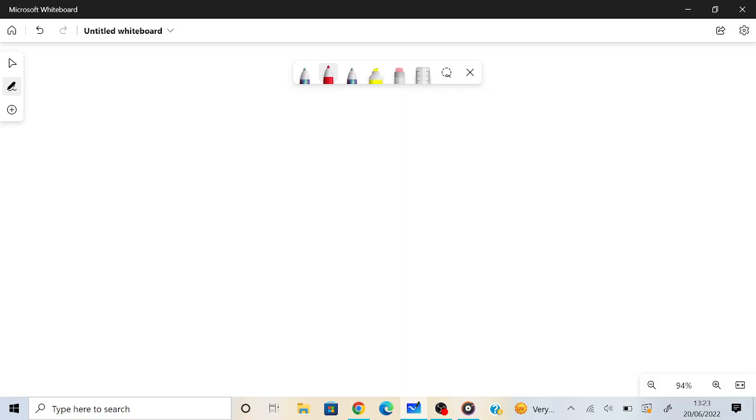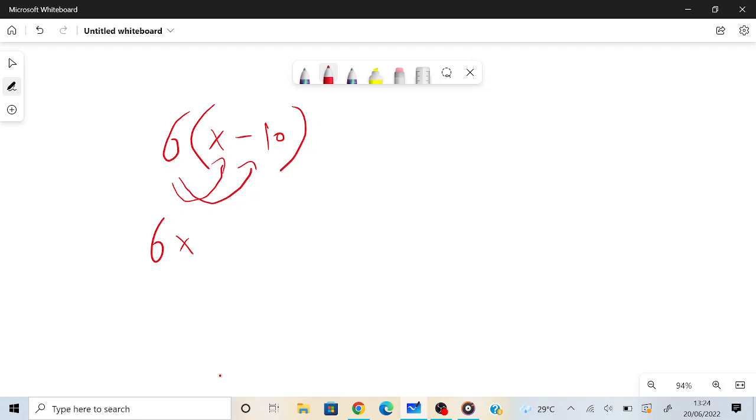So the first example I have here is 6 into x minus 10. Now when expanding brackets as such, all you have to do is times this number outside with the first number in the bracket, or the first constant or variable or whatever the thing is, and then times it with the second one as well. So this would simply become 6x minus 60.